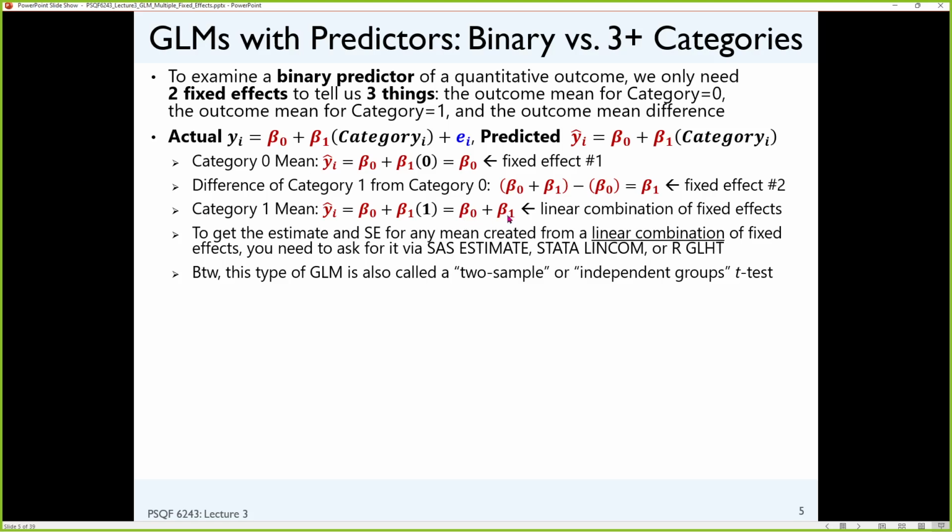So then the missing piece is, okay, if I know what the group 0 mean is, and I know how the group 1 mean differs, what's the group 1 mean? And that's where we have to write one more line of code to get that additional piece of information. So it's beta 0 plus beta 1 times 1. So the value of the predictor for the one group is 1. And that linear combination right there gives us what the predicted mean is for the one group. So this special case of a general linear model when you have a binary predictor is otherwise known as a two-sample or independent groups t-test. And that's what you get a chance to practice on homework 2 in the last section.